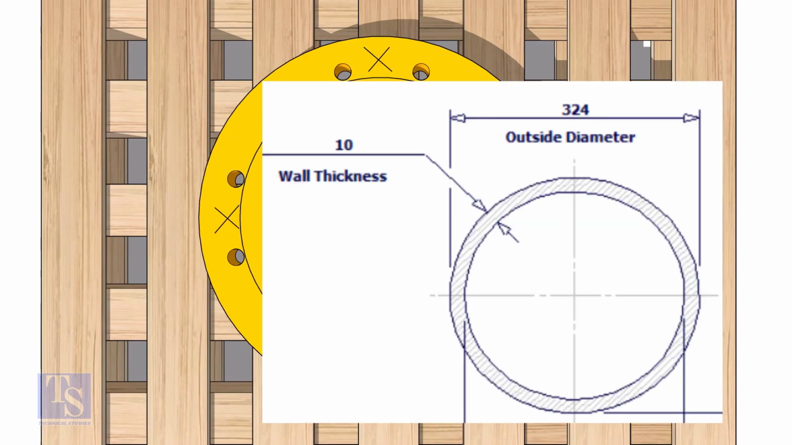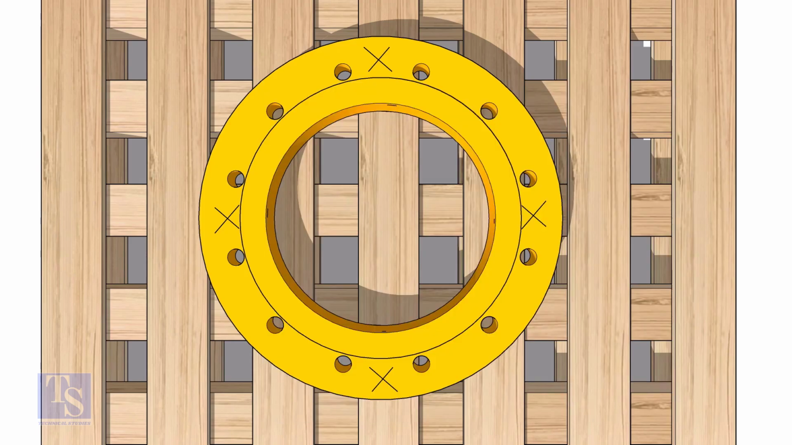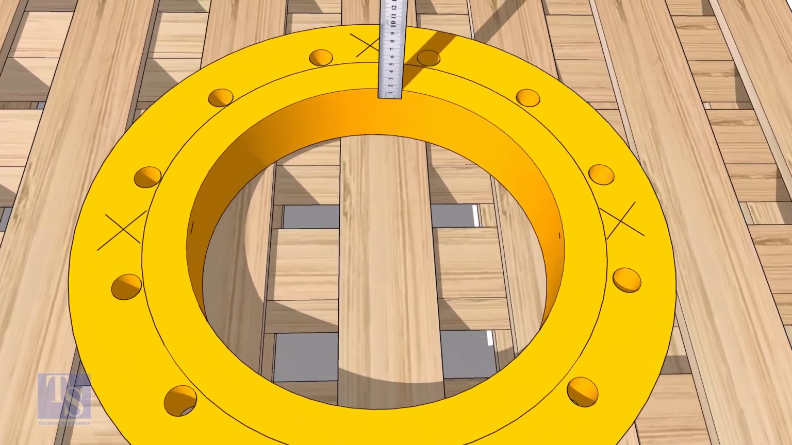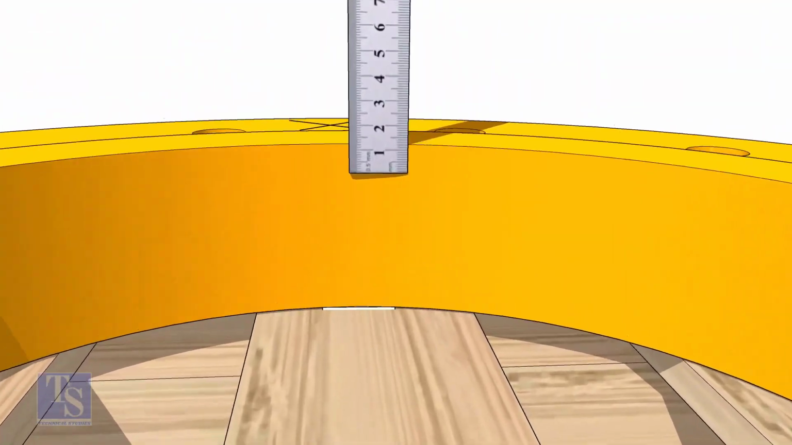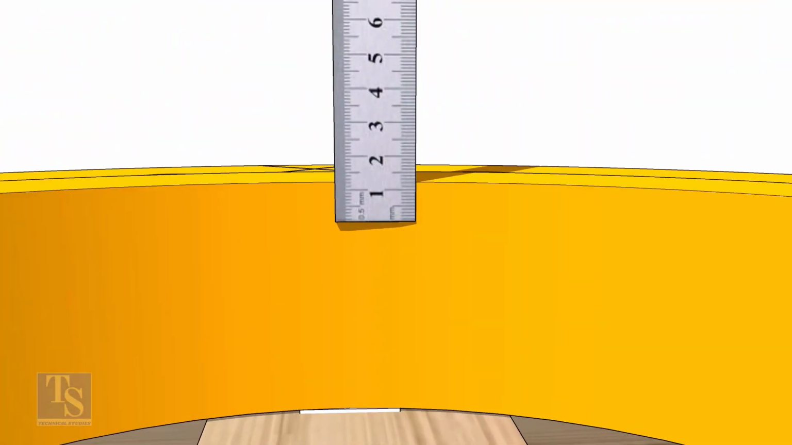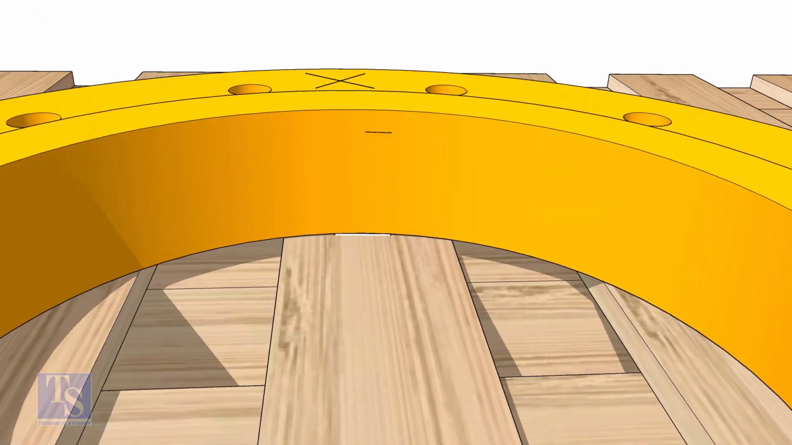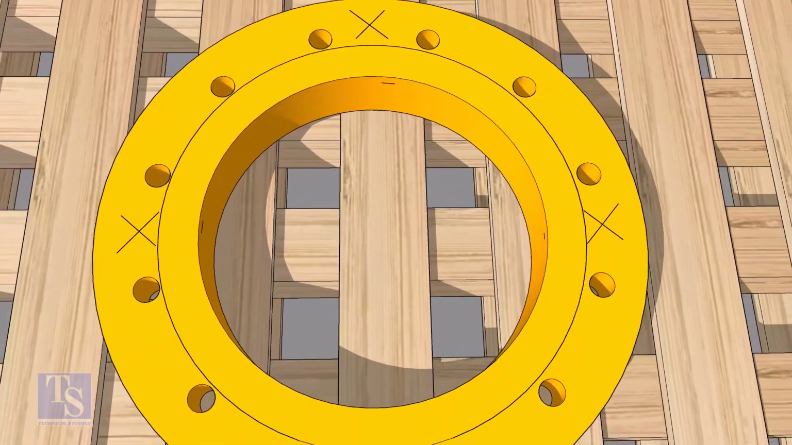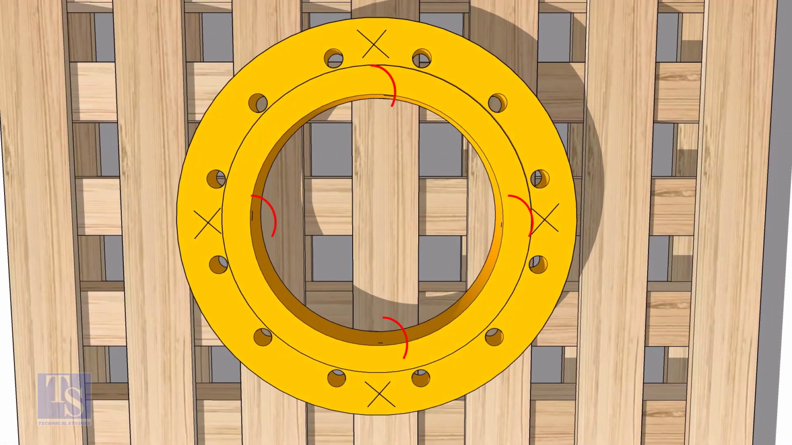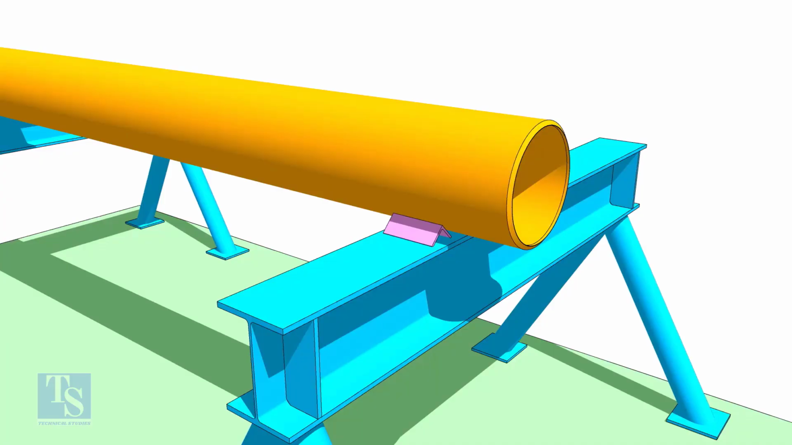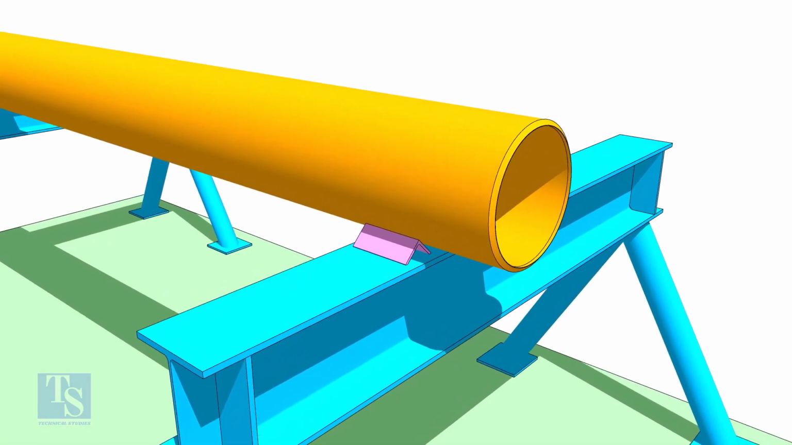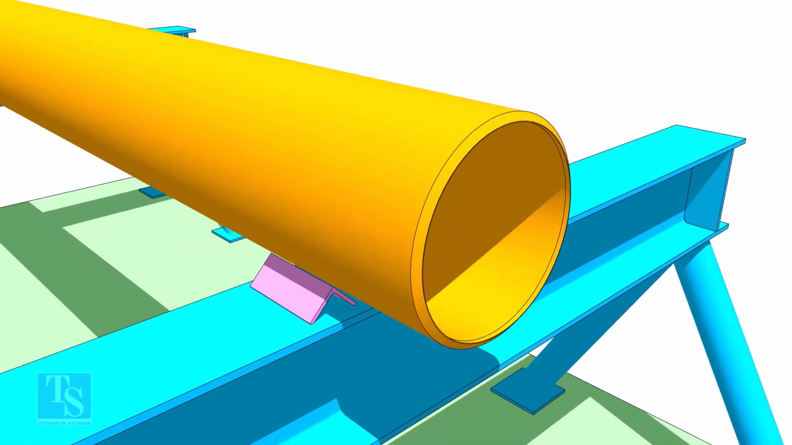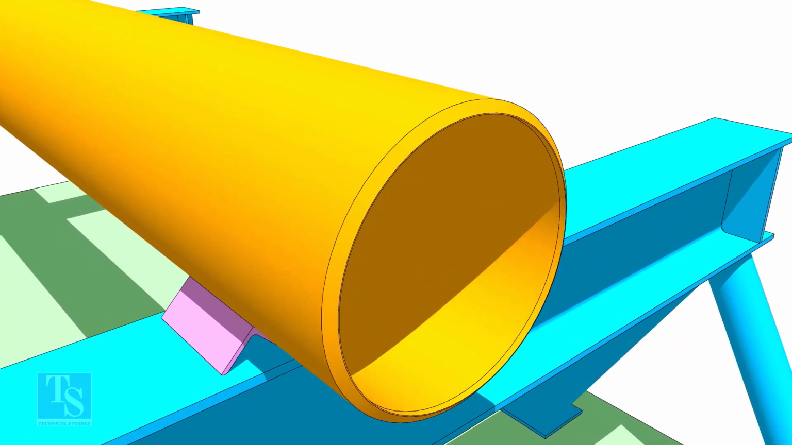Check the wall thickness of the pipe. Mark the pipe wall thickness on the flange at 4/4 as shown. If the pipe end is beveled, make it a plain end.